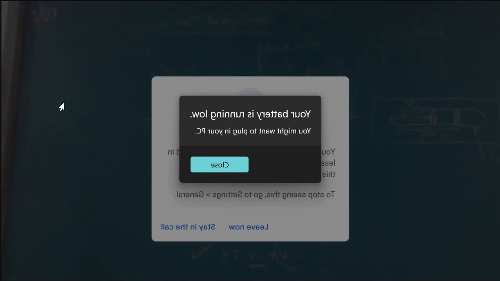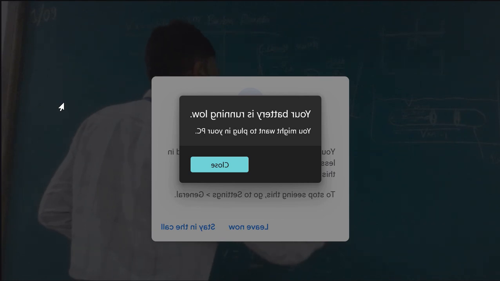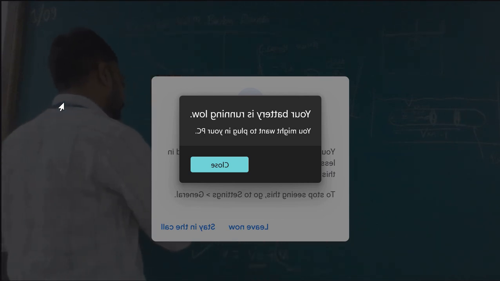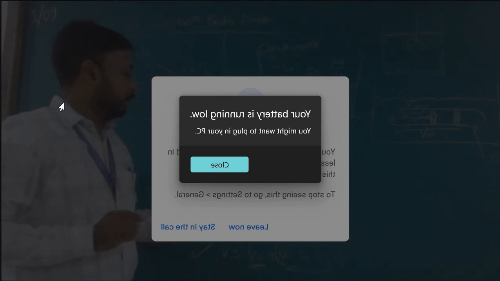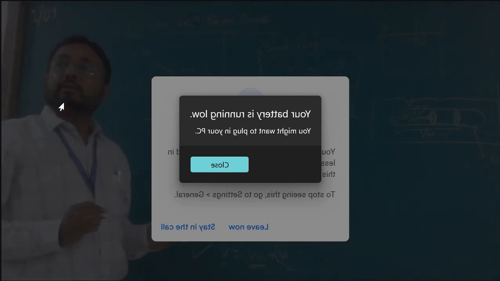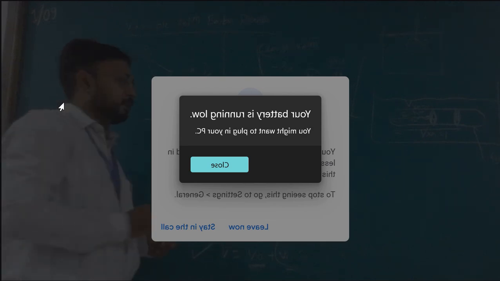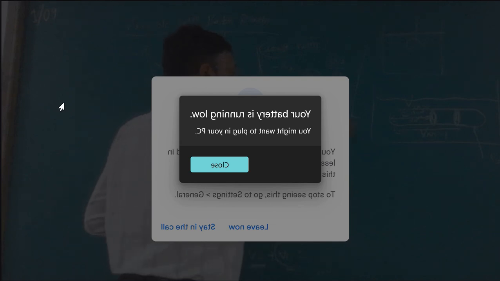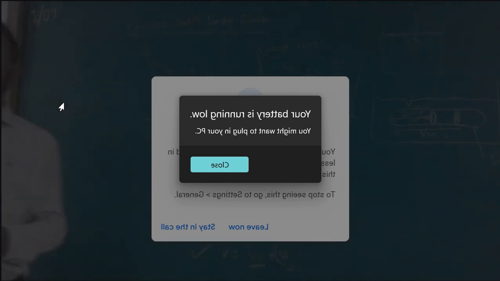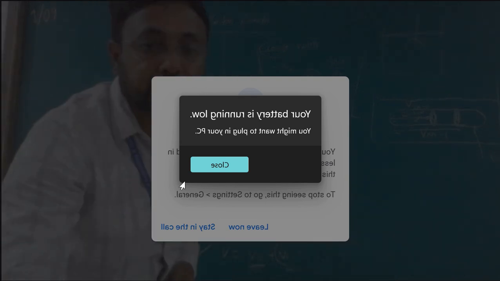So for the variable volume batch reactor, we have to know these two expressions. One is epsilon and another, the most important, is how we are going to calculate this volume. V would be equal to V naught into 1 plus epsilon A into X. This we need to know by heart. These are the two most important expressions.